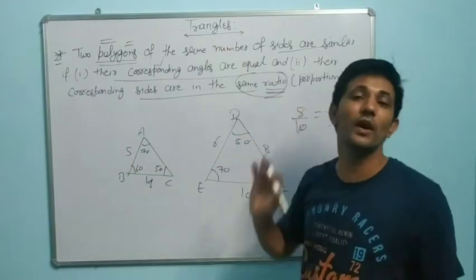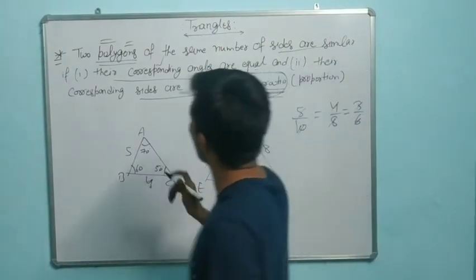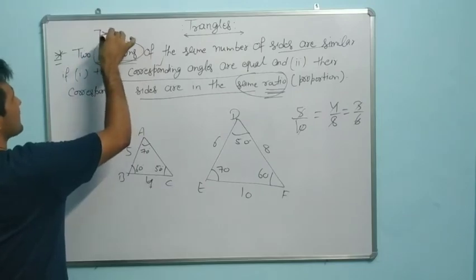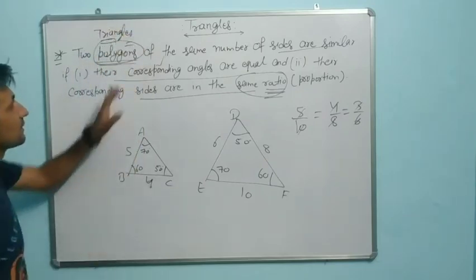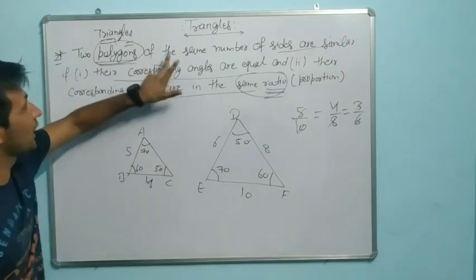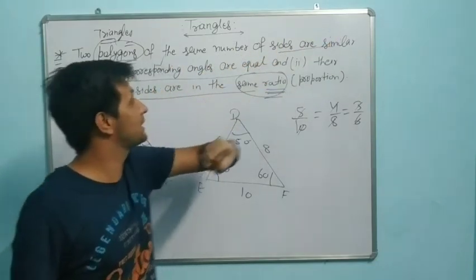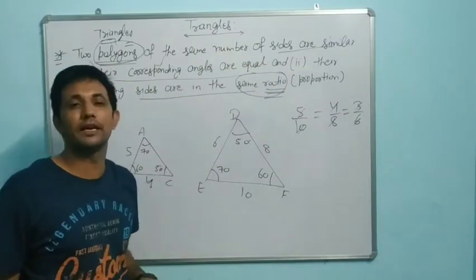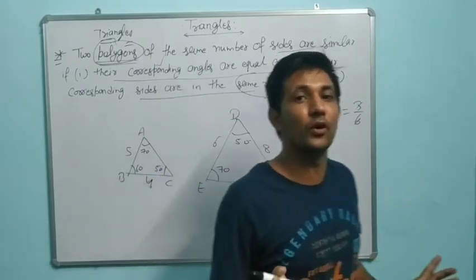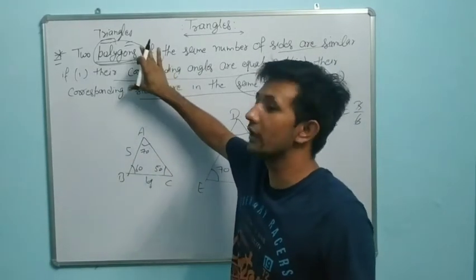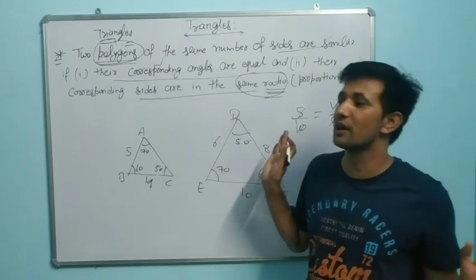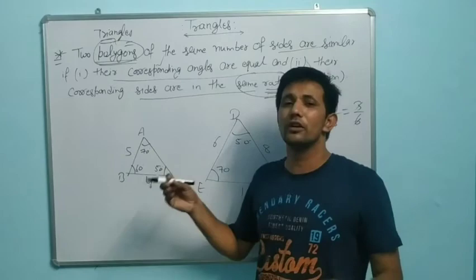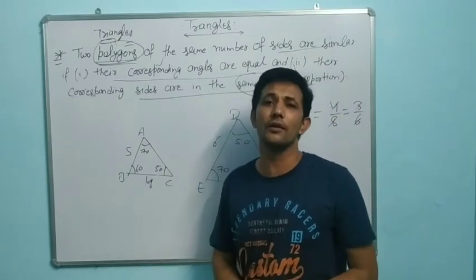This definition is very important. In the next exercise, in place of polygons we will write two triangles, because there we will discuss triangles. So two triangles of the same number of sides are similar when their corresponding angles are equal and corresponding sides are in the same ratio. If you understand this point, there is nothing in exercise 6.1, very easy, you can do it yourself. Okay dear. There are many examples in real life also.